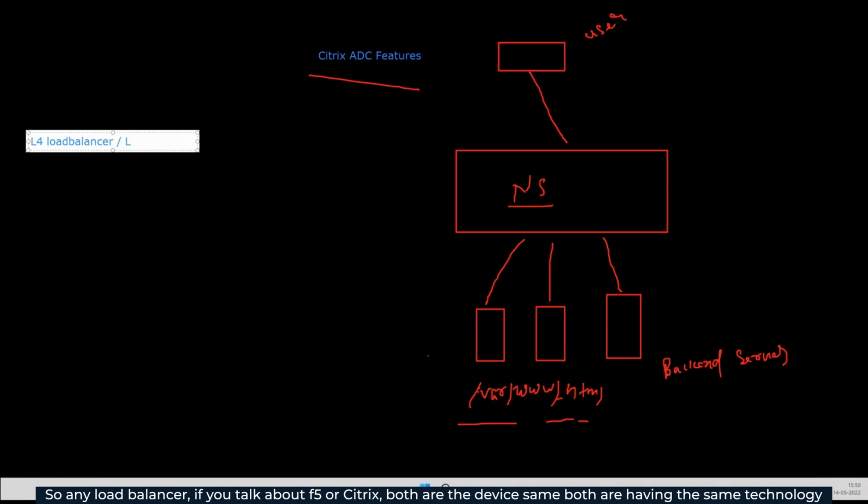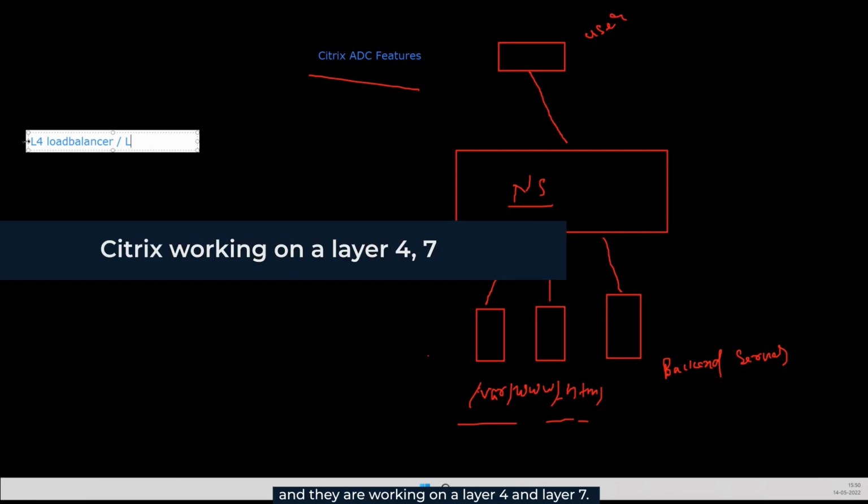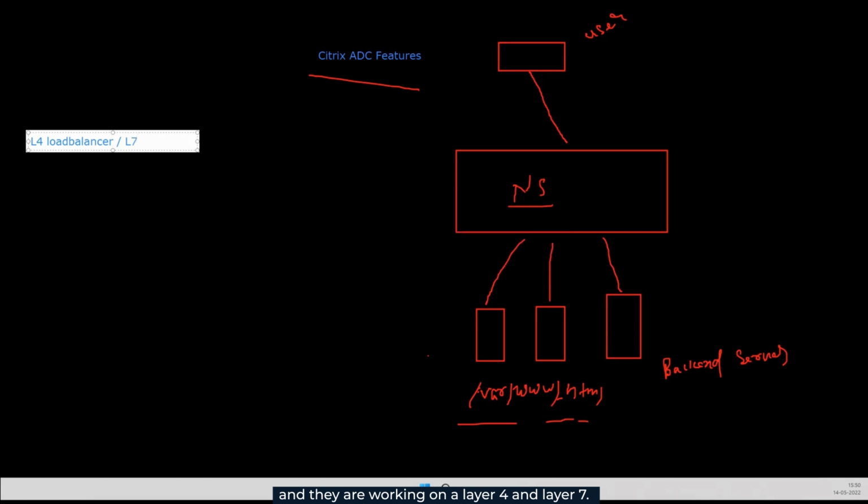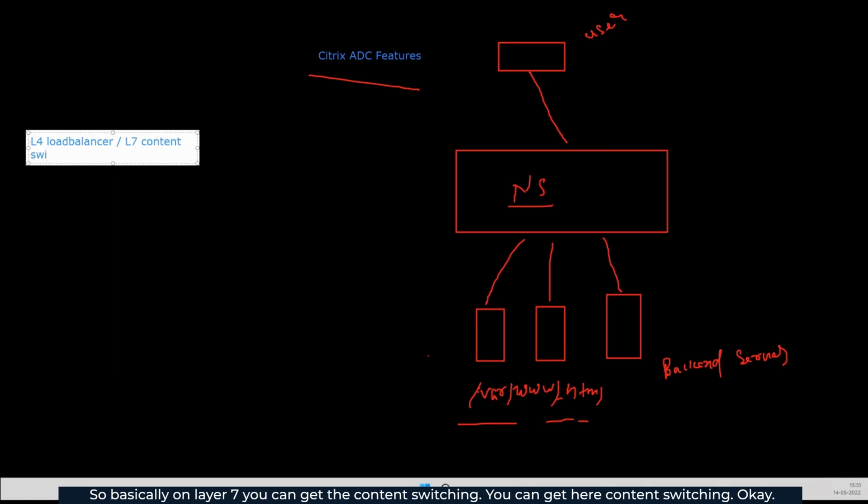Any load balancer, if you talk about F5 or Citrix, both are the same kind of device. Both have the same technology, and they work on layer 4 and layer 7. So on layer 7, when you talk about layer 4 load balancing, that is load balancing on the server level. But they can also perform load balancing on the application level. So on layer 7 you can get content switching.